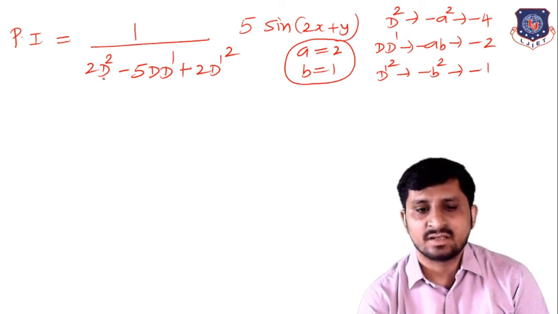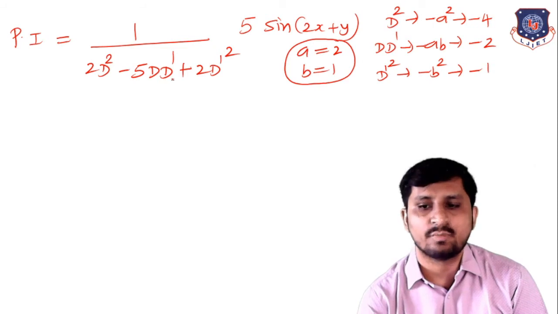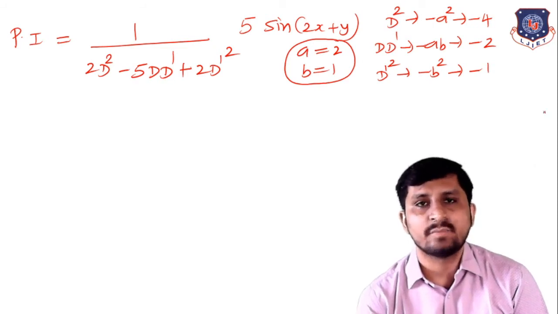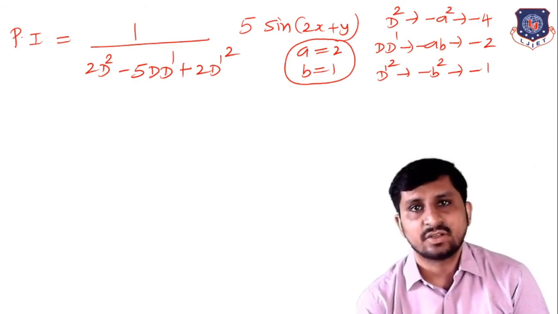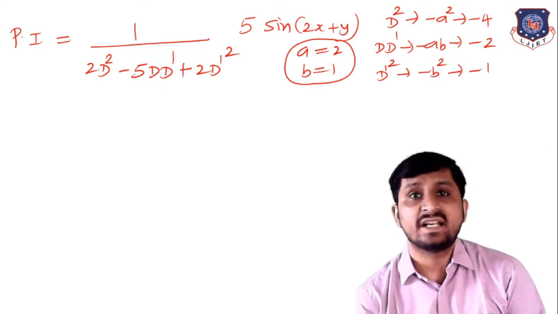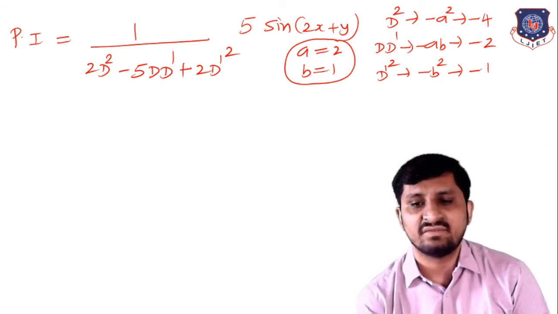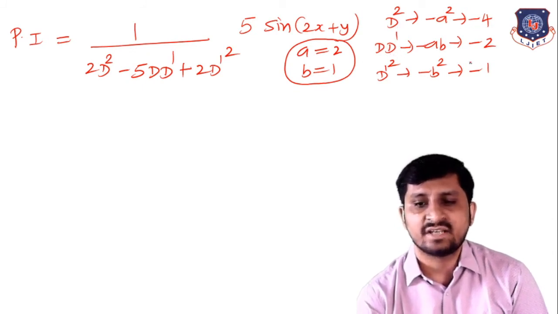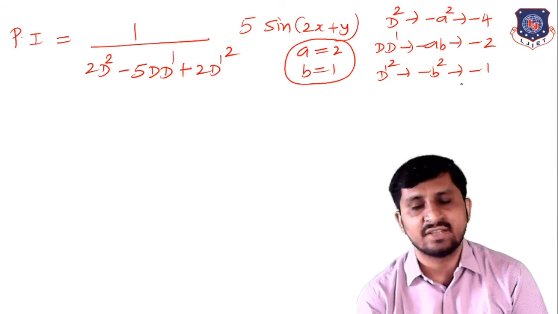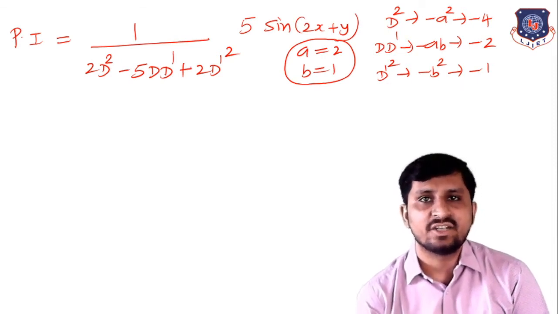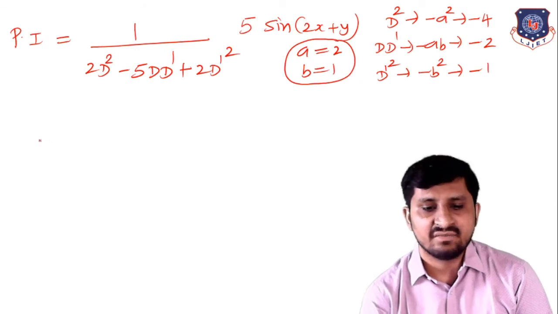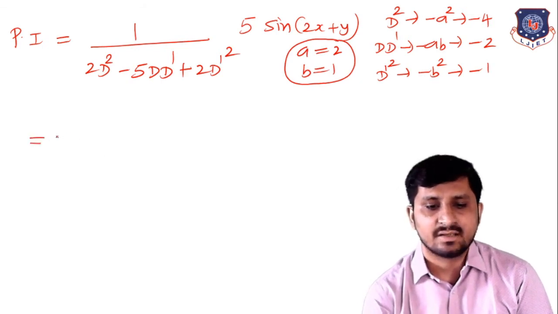Now try to remember, this is minus 8, minus 2, minus 10. And when we take D into D' equal to minus 2, the middle term becomes plus 10. Okay, so that's why the denominator becomes 0. I hope you can understand. When we take all these three values, instead of D² minus 4, instead of DD' minus 2, and instead of D'² minus 1, definitely your denominator becomes 0. So that's why we have to multiply with x, right?